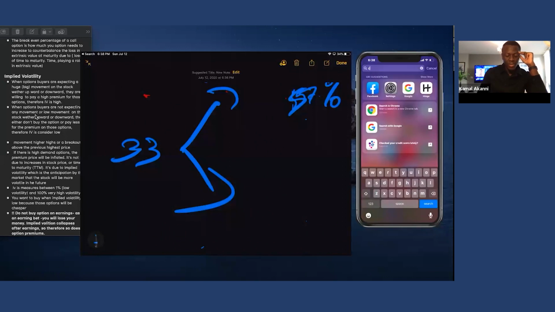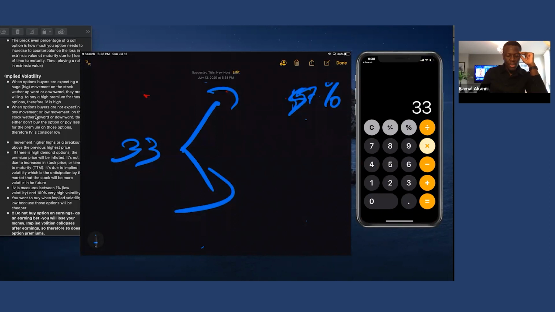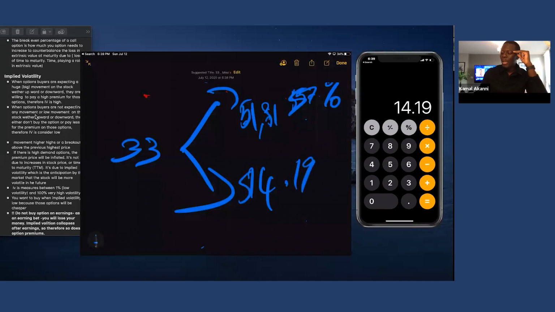I will have to use my calculator here. 18.81. So on the upper side, 51.81, and on the lower side, 14.19. What this is essentially telling you is that, based on all the movement from option traders and option buyers, they're expecting Uber to move between $51 and $14. There's a 65 to 70% chance that Uber will move somewhere in the future between $14 and $51.